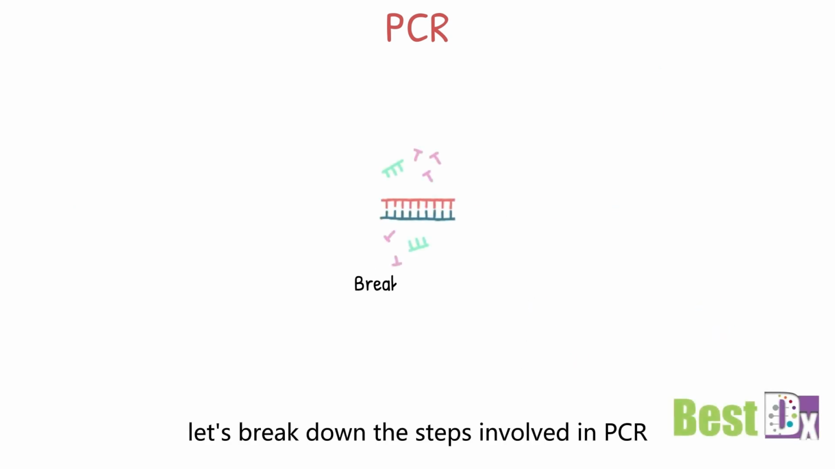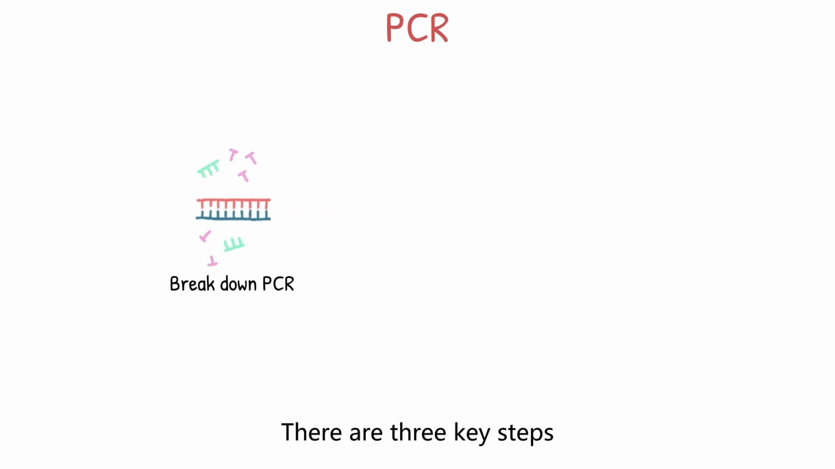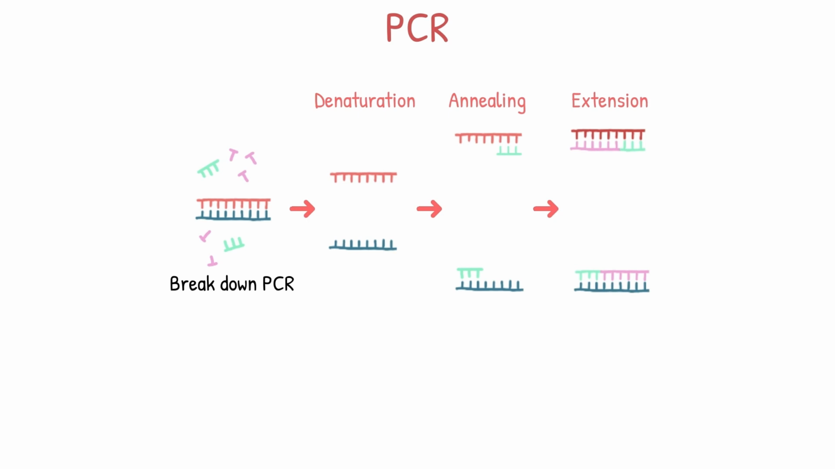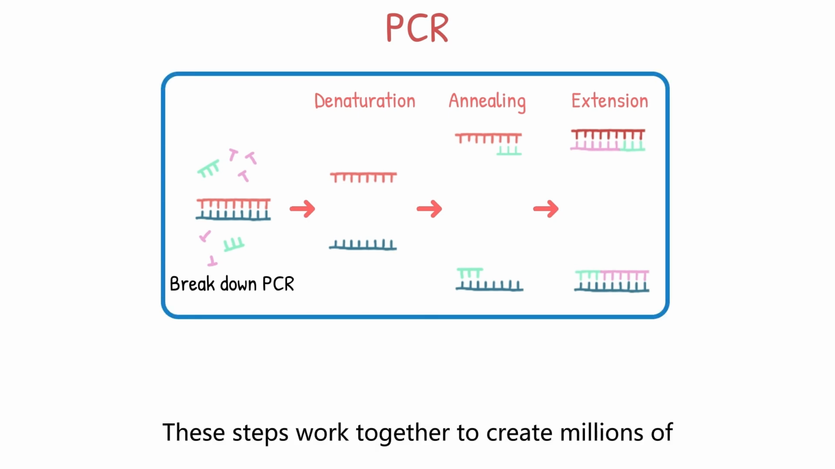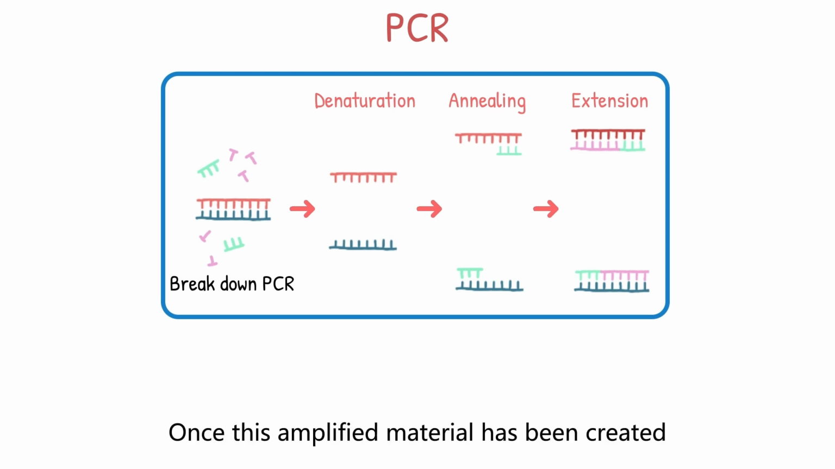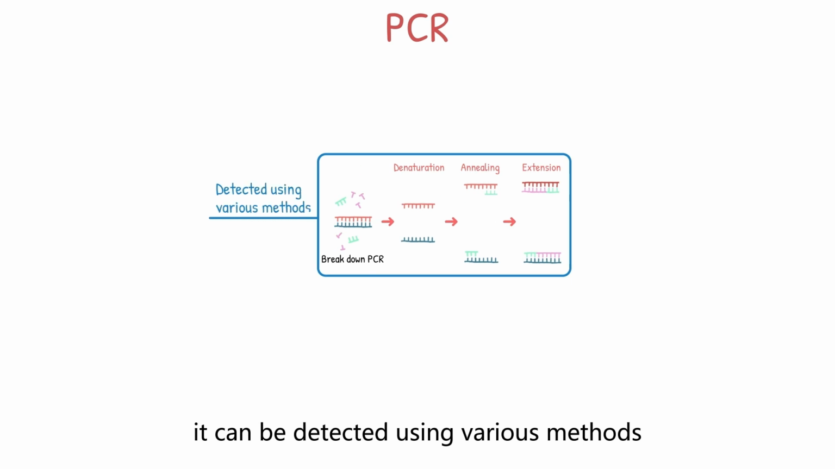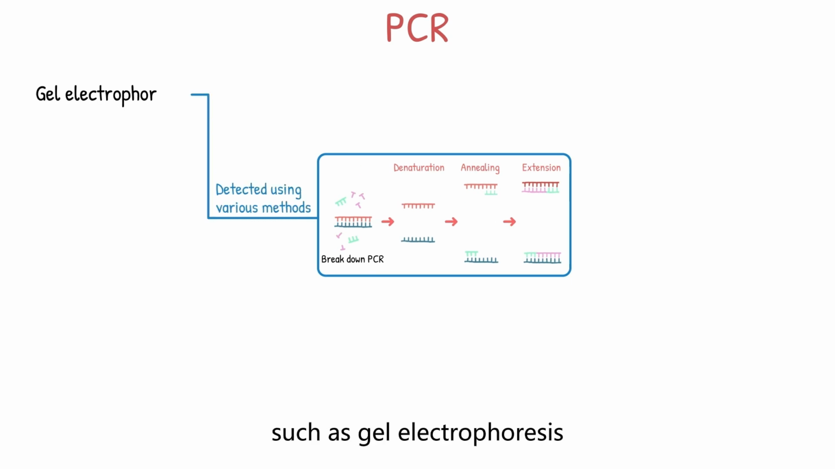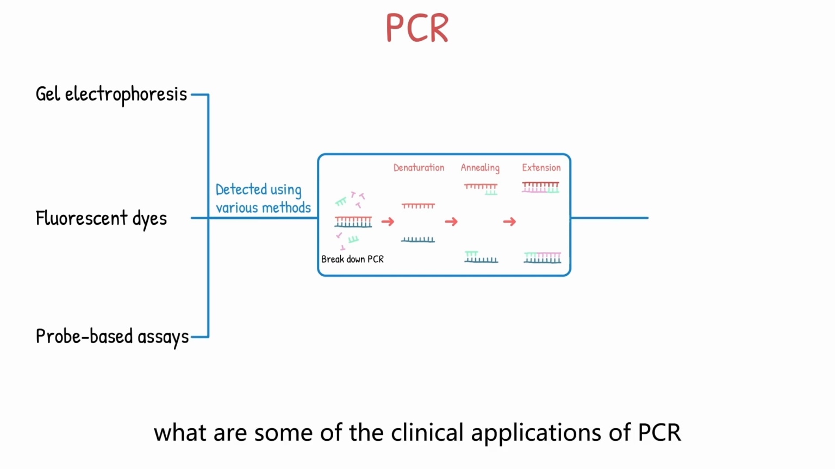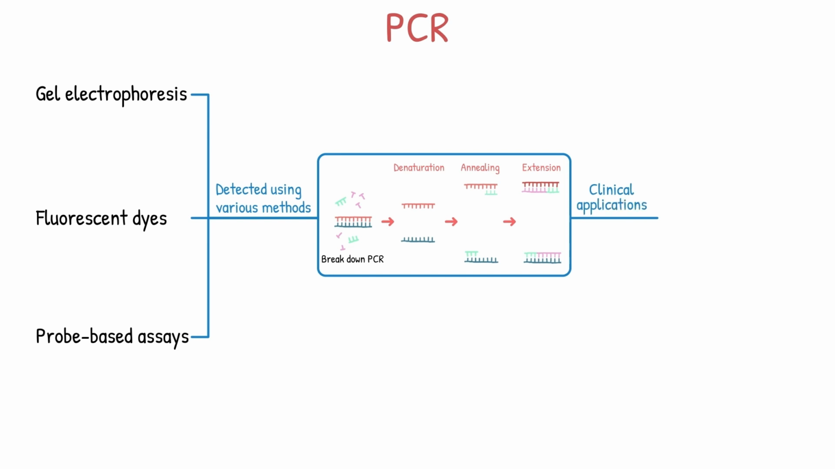Now, let's break down the steps involved in PCR. There are three key steps: denaturation, annealing, and extension. These steps work together to create millions of copies of the target DNA or RNA sequence. Once this amplified material has been created, it can be detected using various methods, such as gel electrophoresis, fluorescent dyes, or probe-based assays.